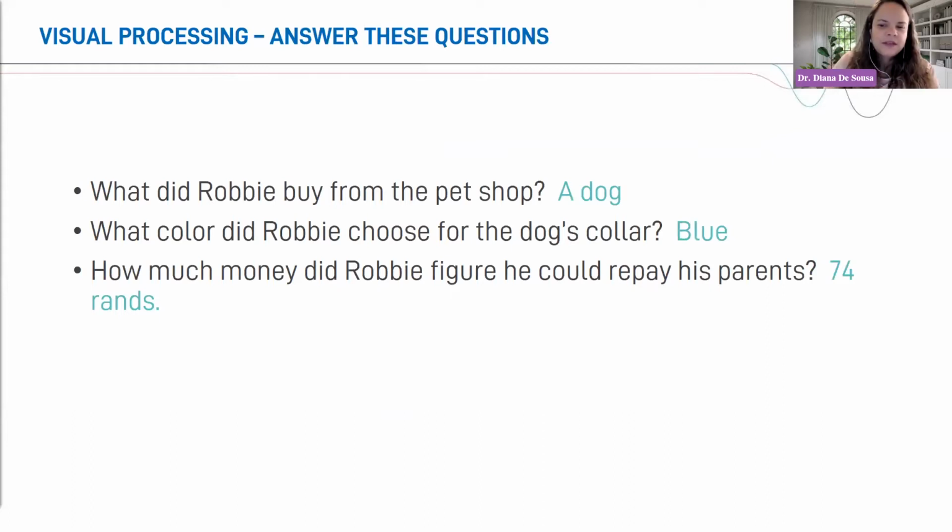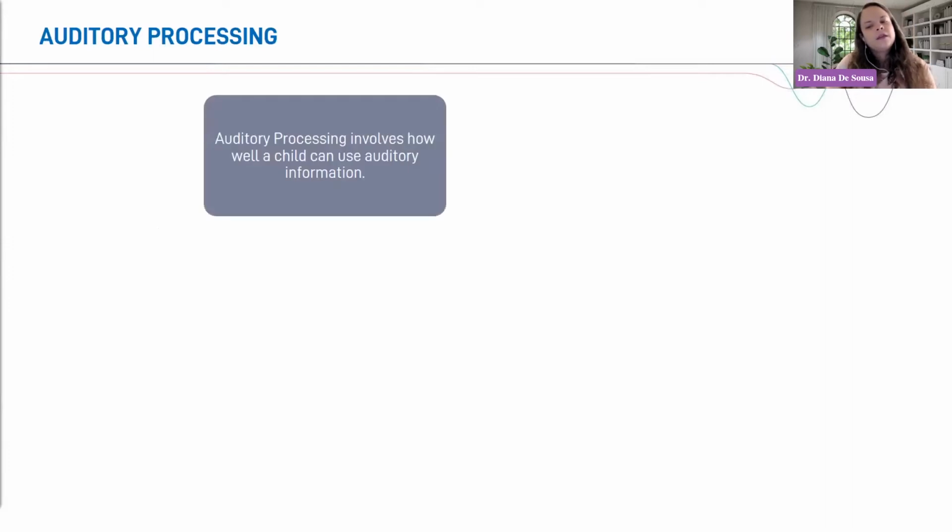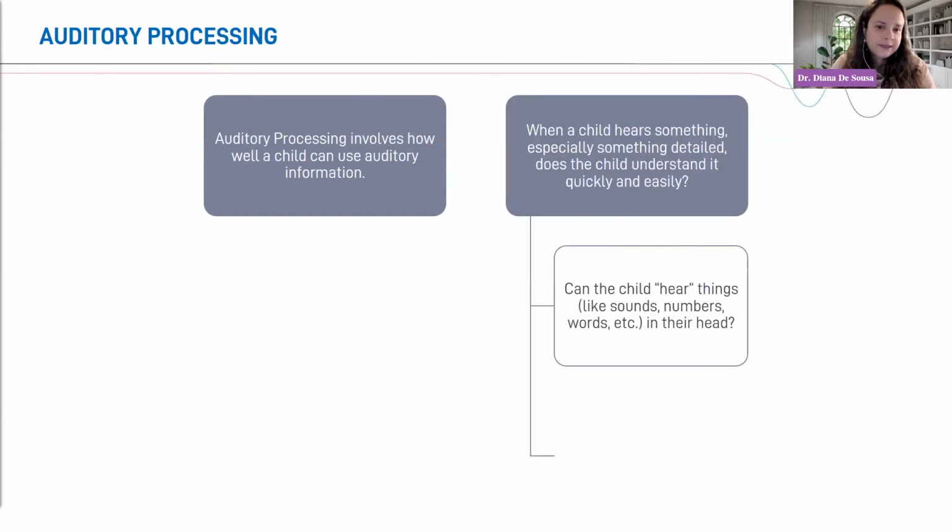As we move now to the next task, the other important component in learning disabilities is auditory processing. So this involves how well a child can use auditory information. So when a child hears something, especially something detailed, does the child understand it quickly and easily? Can they hear sounds, numbers in his or her head? And again, can the child remember the information he or she hears? So this is an important aspect of auditory processing.